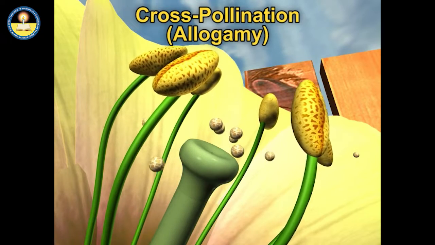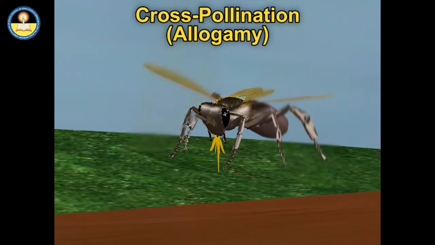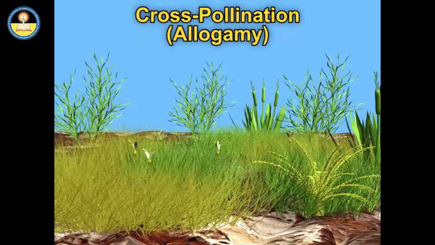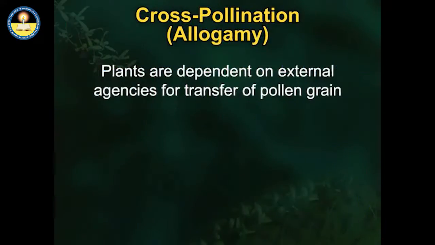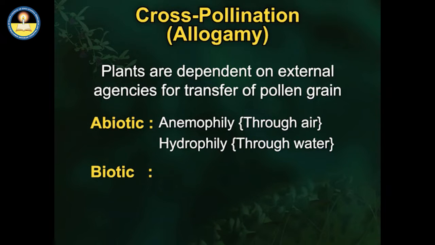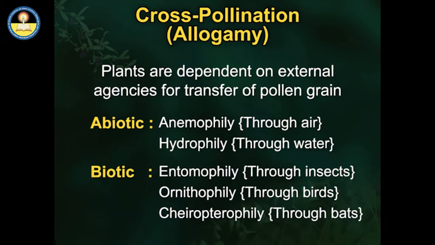Pollination is the transfer of pollens from the stamens to the stigma. The pollens are often carried by insects and other animals, but sometimes by wind and water too. So we can divide the agents of pollination into two categories: abiotic agents and biotic agents. Anemophily and hydrophily are the two abiotic ways through which pollens can be transferred, whereas biotic agents are insects, birds, bats, etc.